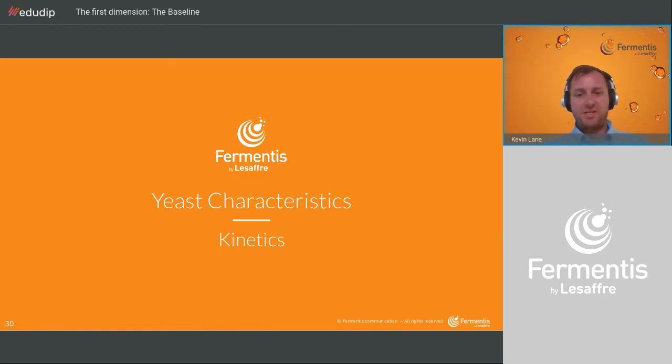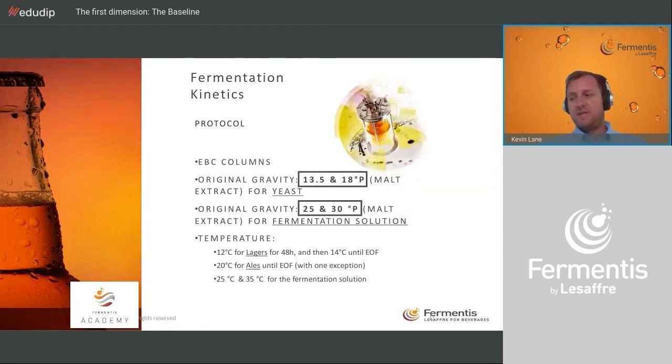Moving on to the fermentation kinetics. This, I think, is a great tool for most brewers, as long as you are really looking at it and understanding what you're looking at. Within Fermentis, we set up experiments to produce this information to give you an idea of what you should expect from the different yeasts. These were done in EBC columns. The original gravities were 13.5 and 18 Plato of malt extract for the yeast, and then original gravities of 25 and 30 degrees Plato of malt extract for the fermentation solutions, which we now have 2 of.